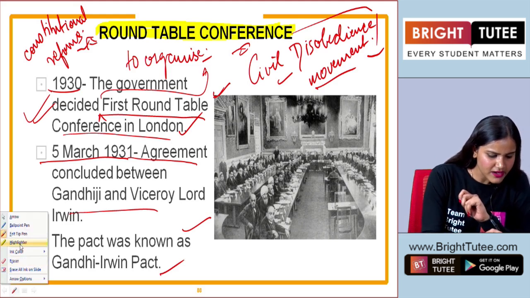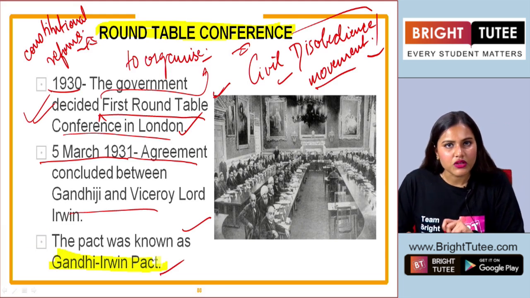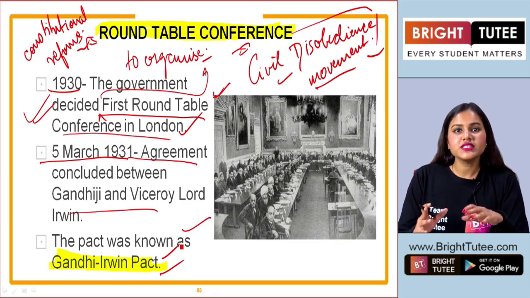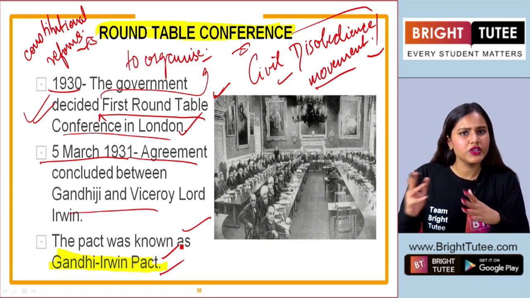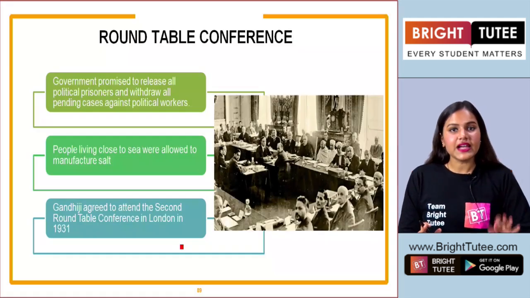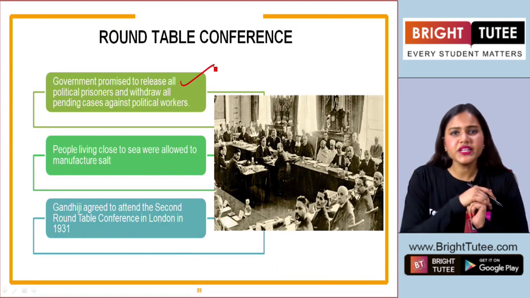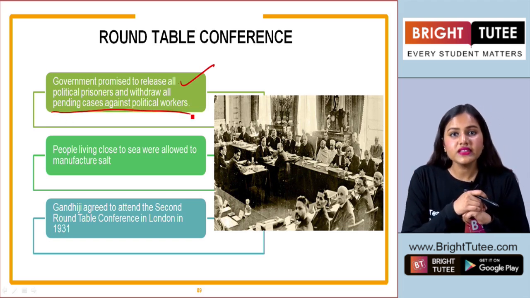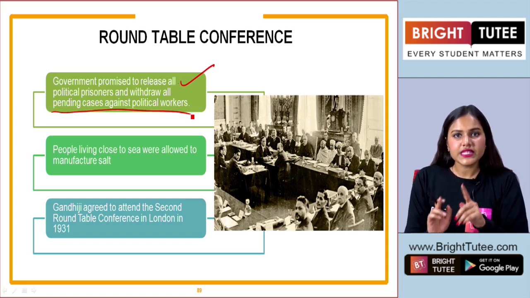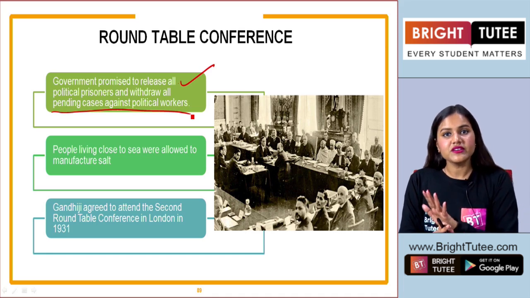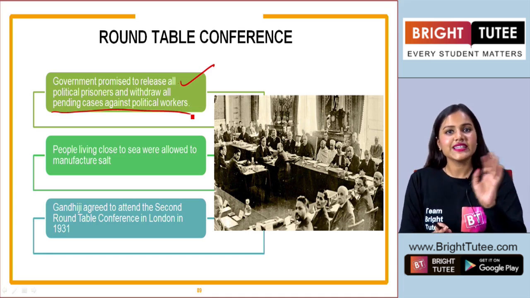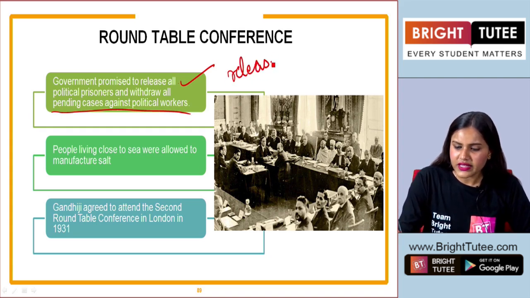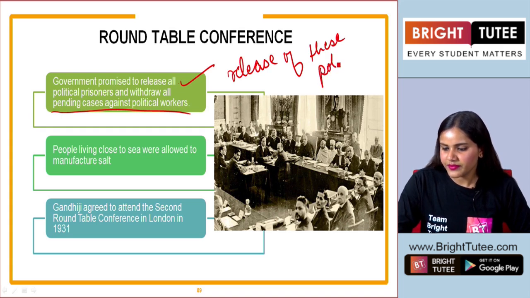Now let us try to understand what this Gandhi-Irwin Pact was all about. Was it really that the Viceroy, Lord Irwin, decided to fulfill the demands that Mahatma Gandhi had put forward in front of him? Here we see that in the Gandhi-Irwin Pact, the British government promised to release all the political prisoners and withdraw all the pending cases against the political workers. Now, while we were talking about the civil disobedience movement, we saw, students, that many leaders, approximately 1,000 leaders, were arrested and put in jail. So Gandhiji and many other leaders demanded the release of these political prisoners. Right?